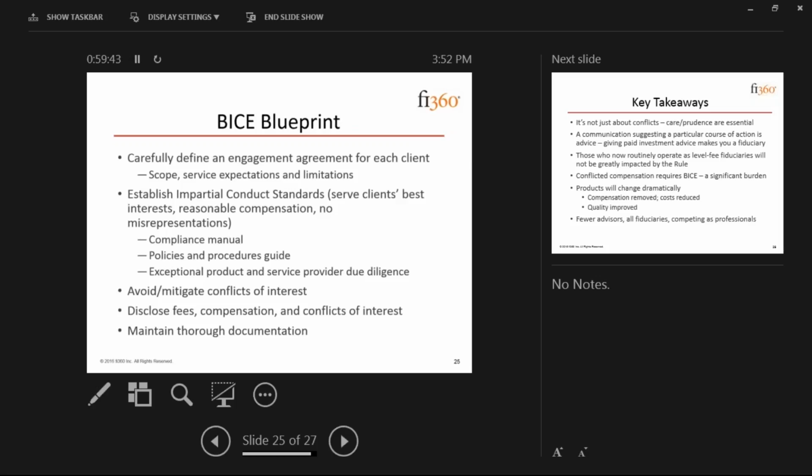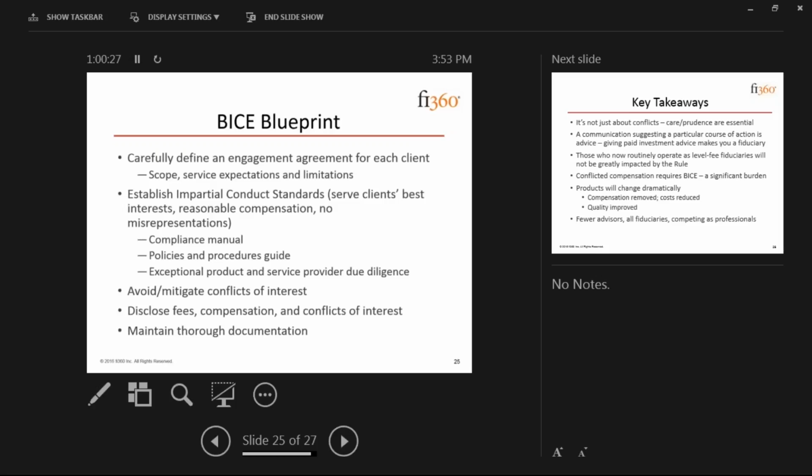So just last couple slides here, and then I'm going to wrap up. With respect to the BICE blueprint, for those of you that are going to be operating under BICE, you're going to need to carefully design your engagement agreements for each client, covering the scope, the service expectations, and the limitations. Again, these impartial conduct standards are going to apply: serving the client's best interest, reasonable compensation, no misrepresentations, things being done at the firm level with respect to the compliance manual and the policies and procedures that are lined up to ensure, from a risk management standpoint, that you're going to be incentivized to be providing advice in a scenario where you've got a conflicted business model.